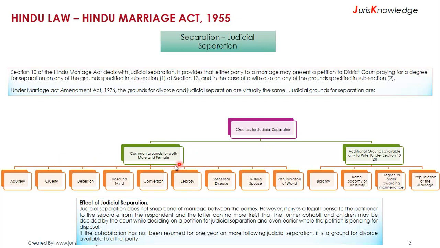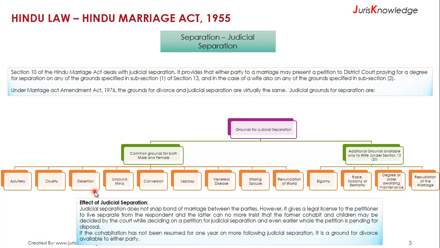Starting with the common grounds for both male and female, it starts with adultery. I mean, either of these spouse is being cheated upon by the other spouse. In case a husband or a wife knows that their respective spouse is married and that the other person is alive during this petition, then the grounds of judicial separation strengthens. Cruelty. Either of the spouse or both are cruel for one another. I mean, that's a common ground based on which the judicial separation can be sought.